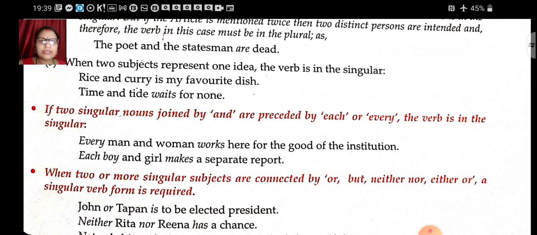And now let's read out the next point. When two or more singular subjects are connected by or, nor, neither, either, or, a singular verb form is required. Now remember students, wherever you find neither, nor, either, or, everywhere it will perform for the singular thing only.